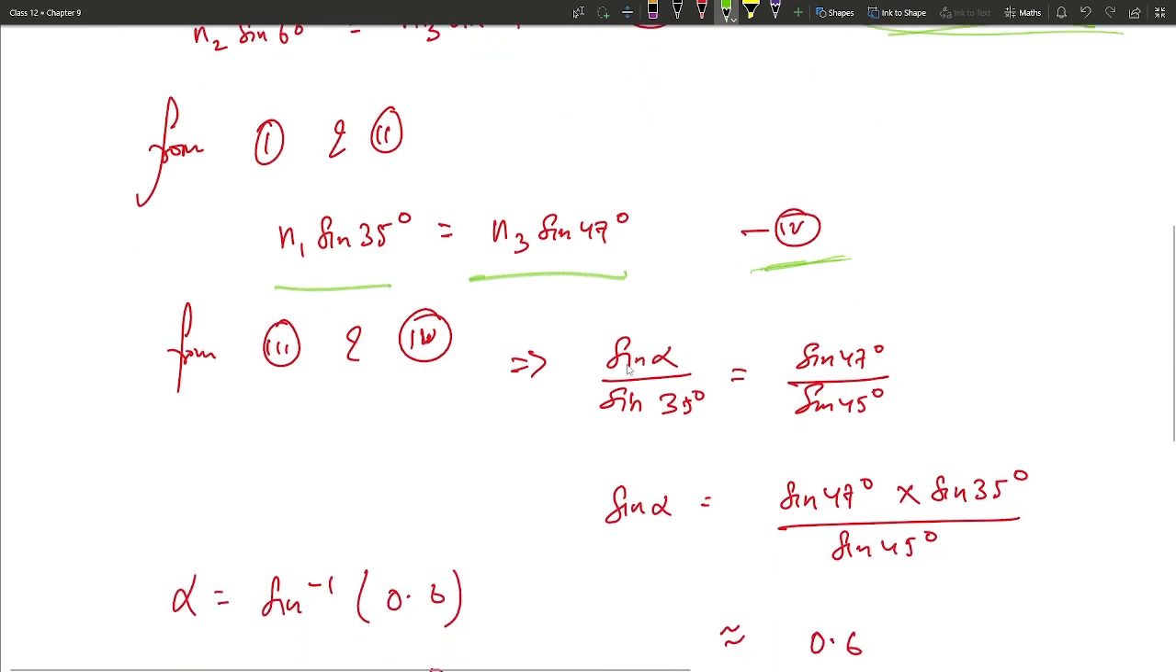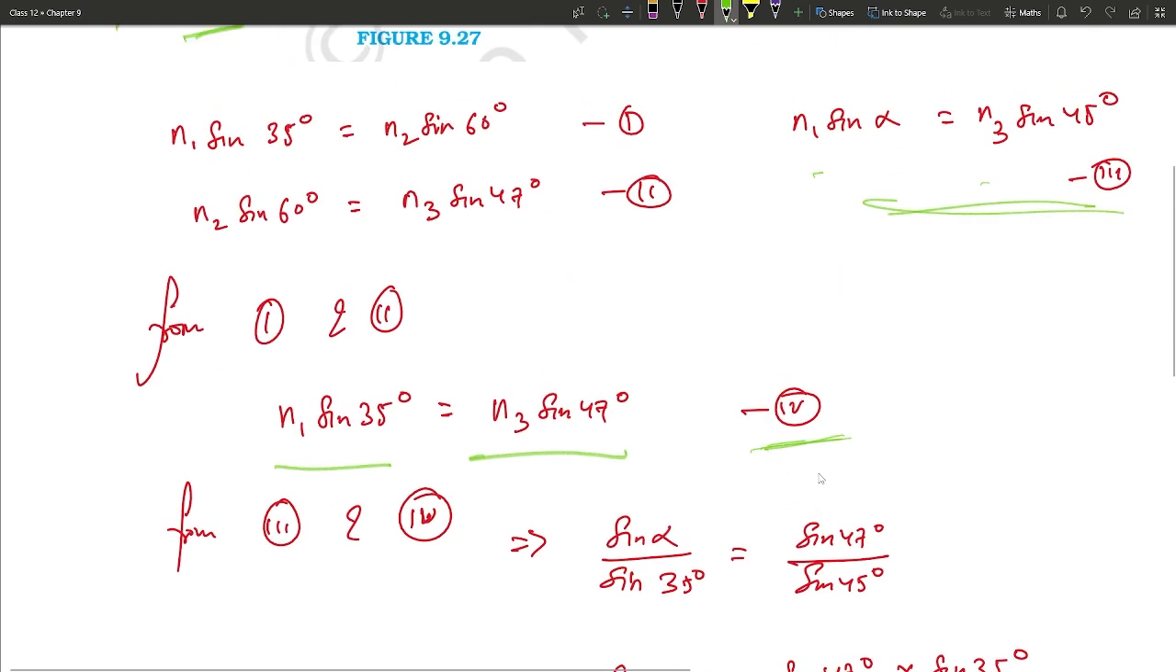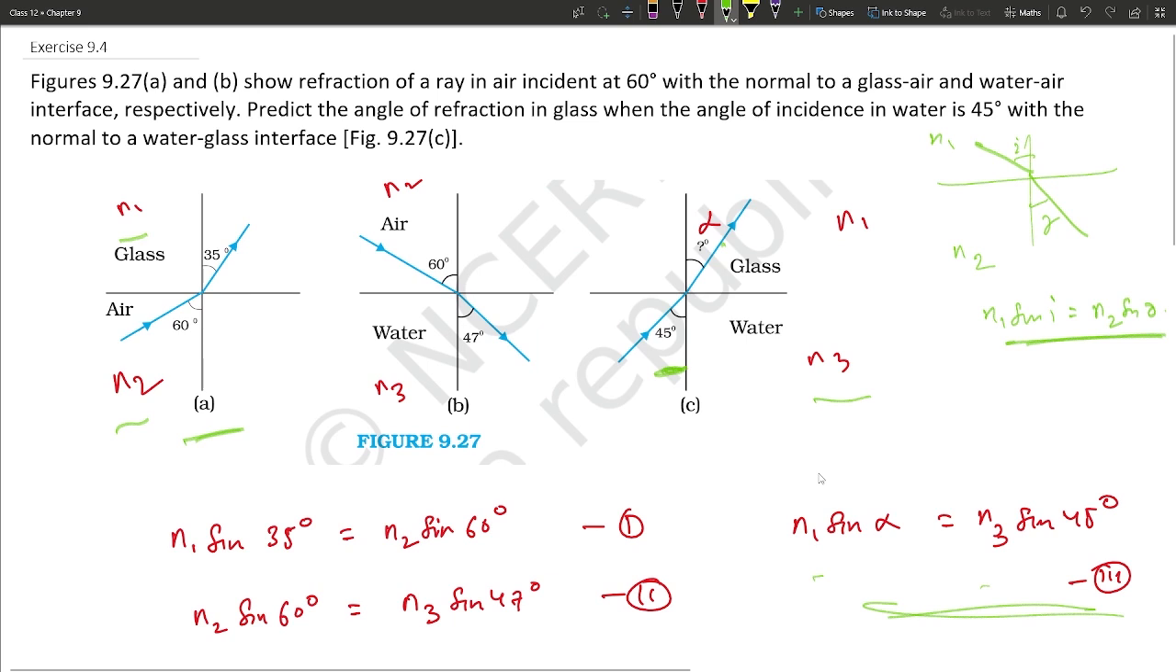Now substituting the values we get sine alpha equal to approximately 0.6, and if we take the inverse we get a value of 36.8 degrees. So we see that the value of alpha is approximately 36.8 degrees.